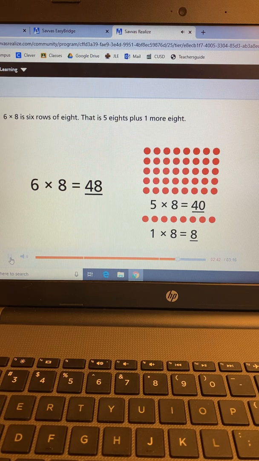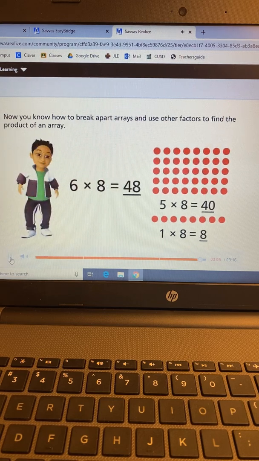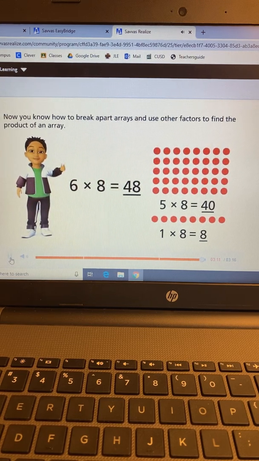6 times 8 is 6 rows of 8. That is 5 8s plus 1 more 8. 5 8s is 40. 8 more is 48. So, 6 times 8 equals 48. The band has 48 musicians. Now you know how to break apart arrays and use other factors to find the product of an array.